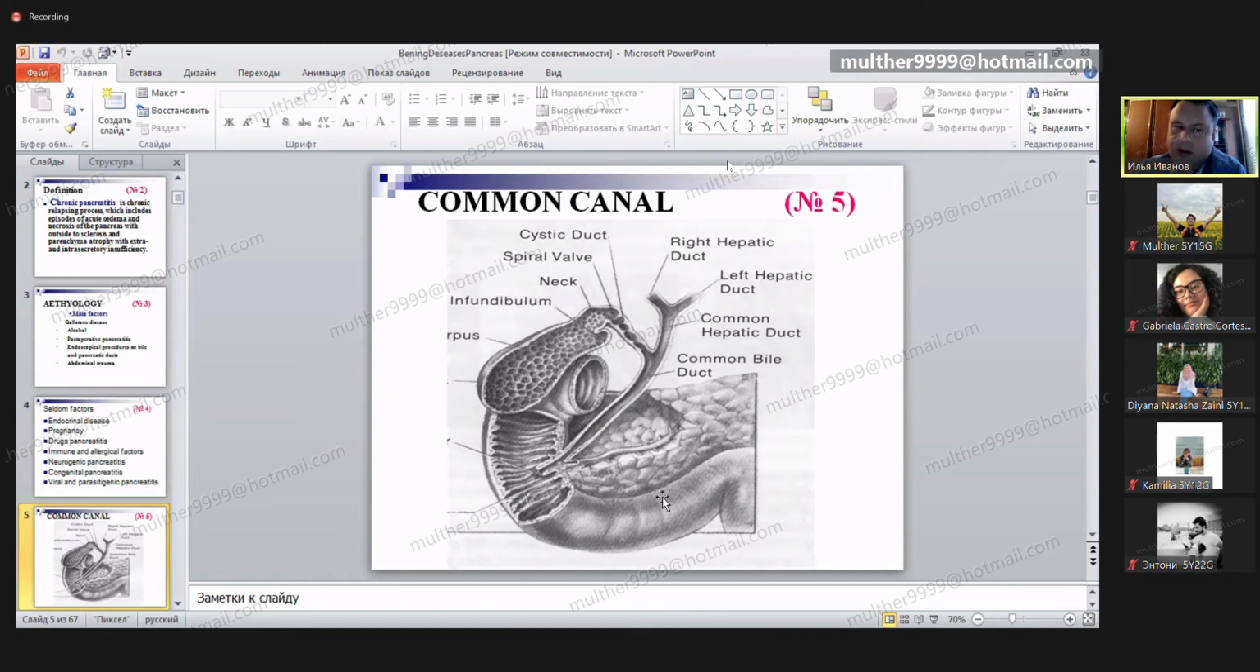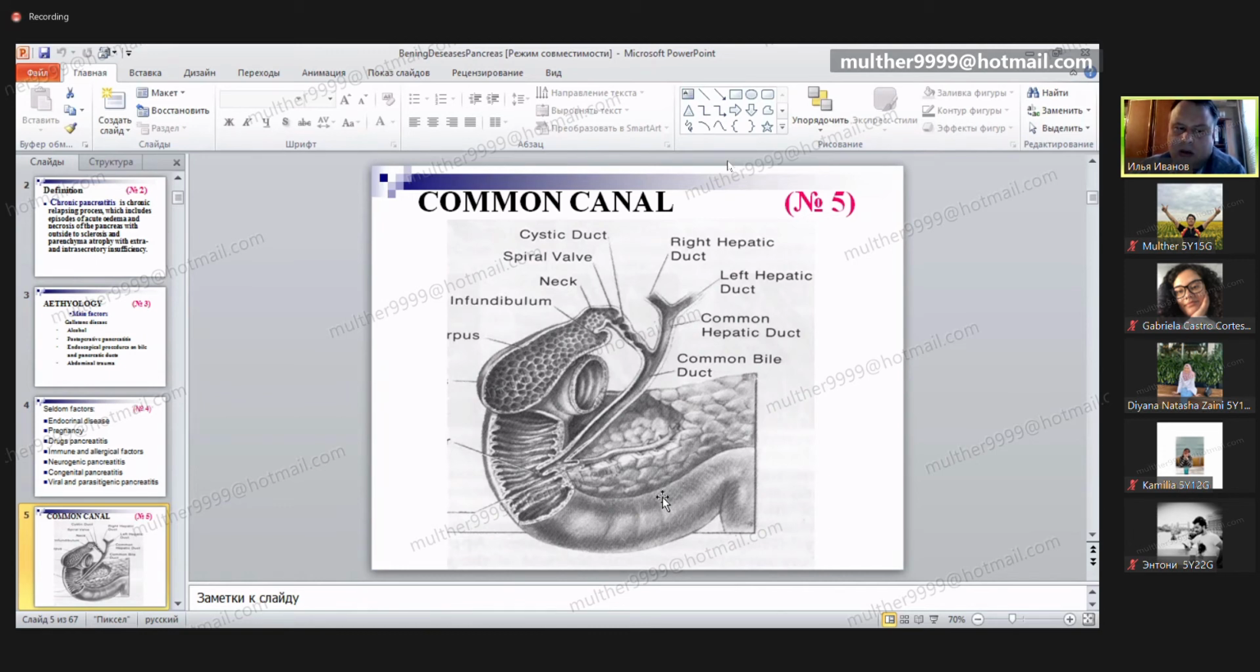Two main ducts of the pancreas. The first is the main pancreatic duct. The Latin name of this duct is the Wirsung duct. The maximal diameter of the Wirsung duct is 3 millimeters. Increase of the diameter to more than 3 millimeters is the information about the presence of the pancreatic hypertension.